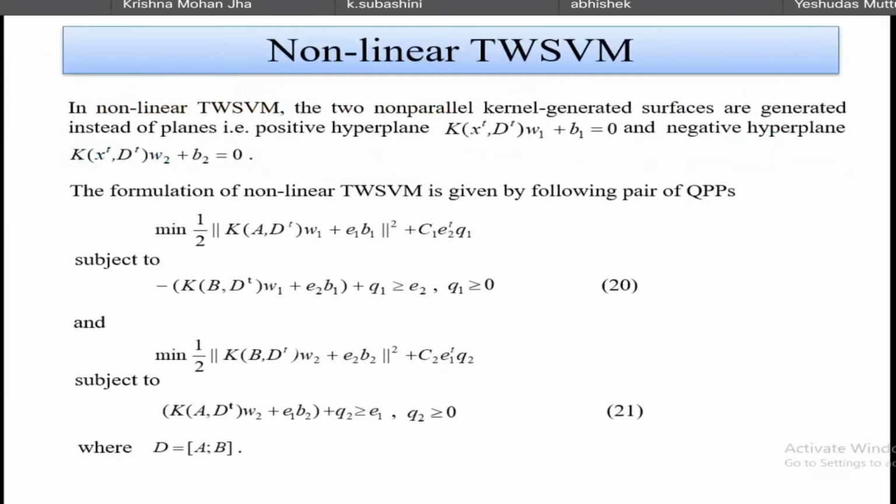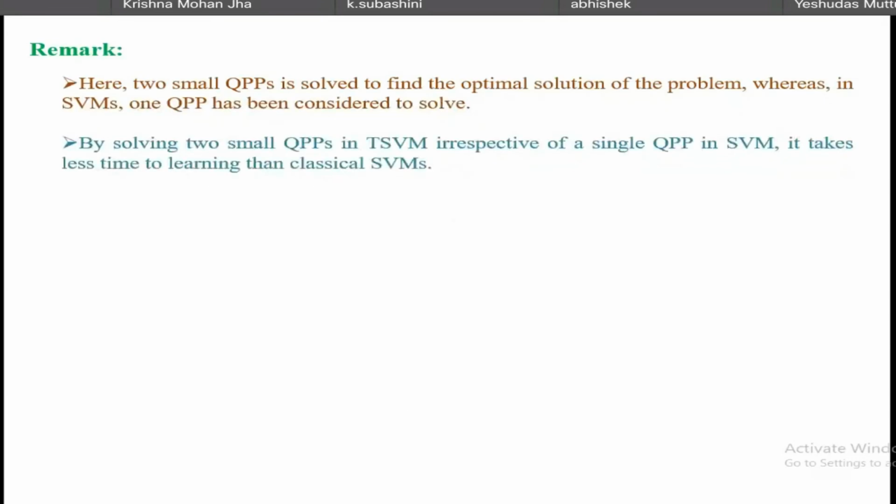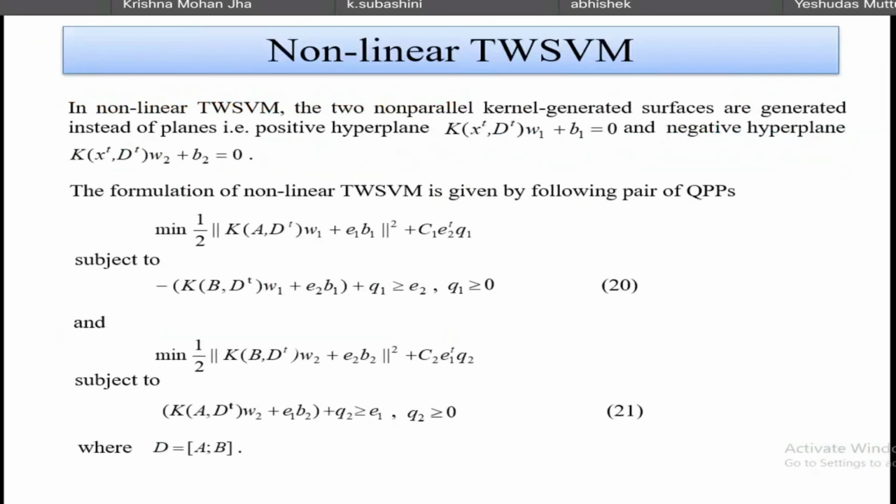Whatever I have discussed so far is for the linear case. Now I have written this for the non-linear form. The difference is here: instead of this X transpose, we have a kernel matrix, K(X transpose, D transpose). X is your particular sample, D is your whole data, and W1, P1 are the same matrices as before.